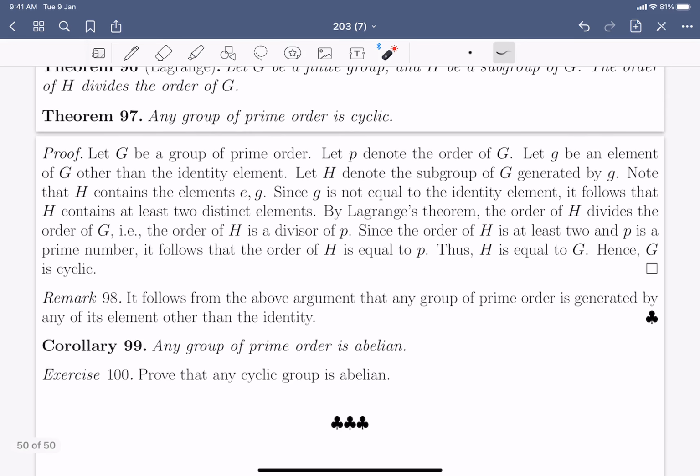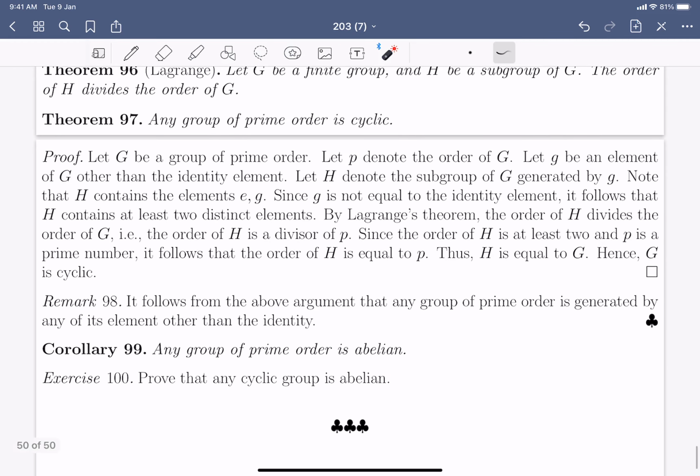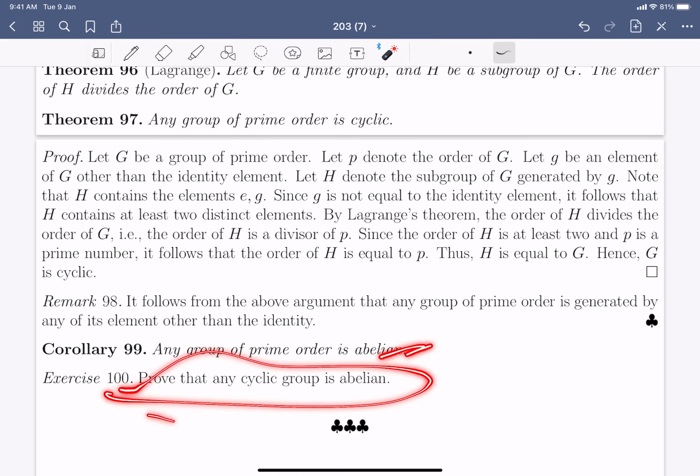And here are certain corollaries or exercises if you want. It says that any group of prime order is abelian, because it consists of the powers of a single element, and more generally one can show that any cyclic group is abelian. If you show that any cyclic group is abelian, then combining this with the theorem that any group of prime order is cyclic, you know that a group of prime order, being cyclic, has to be abelian. So any group of prime order is abelian. This is also not that difficult to see, but you should first solve this exercise.